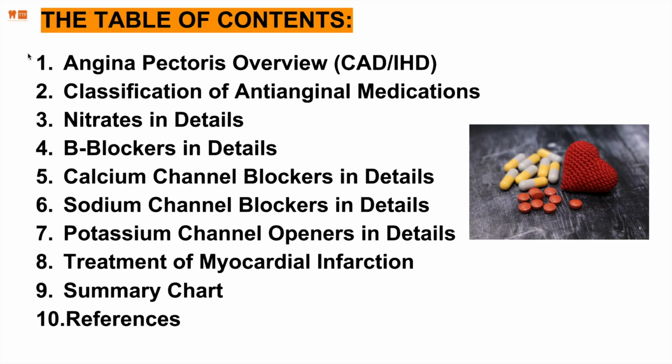Today's overview: we're going to be looking at angina pectoris and just the overview of what is coronary artery disease, also known as ischemic heart disease. We will explore their meanings and their classifications, as well as classifications of anti-anginal medications. Specifically, we will then talk about nitrates. We always talk about nitroglycerin whenever it comes to angina. Then comes beta blockers and calcium channel blockers, sodium channel blockers, potassium channel openers.